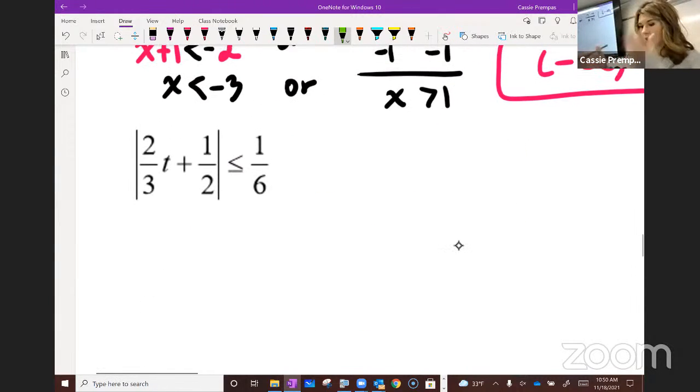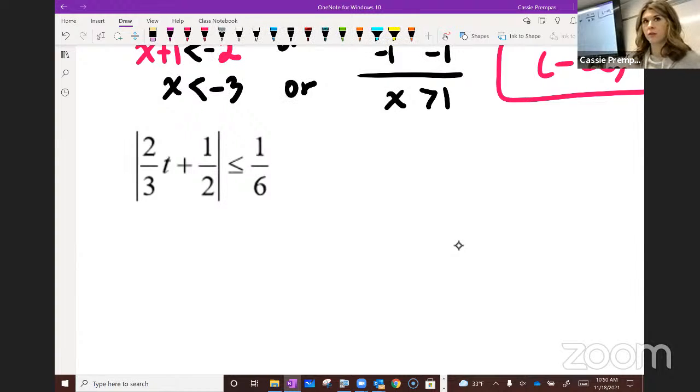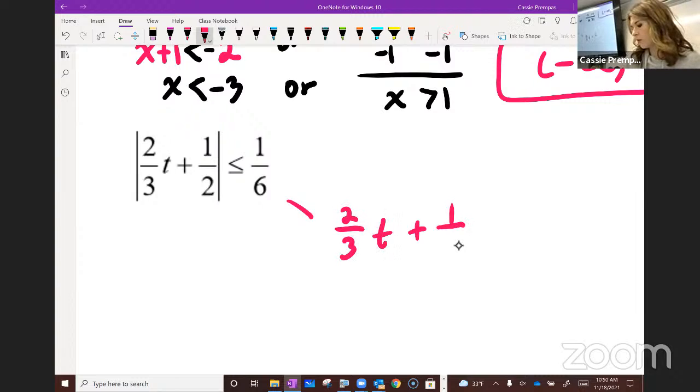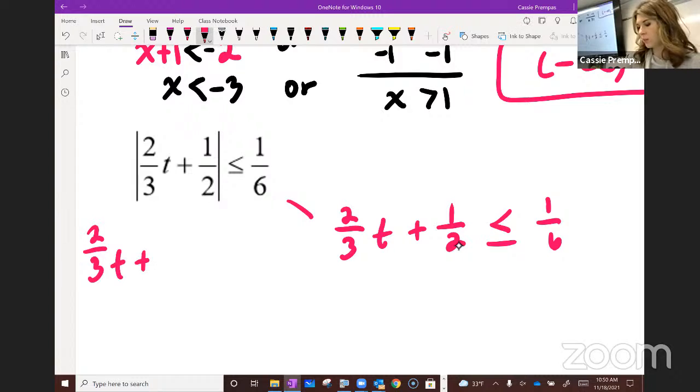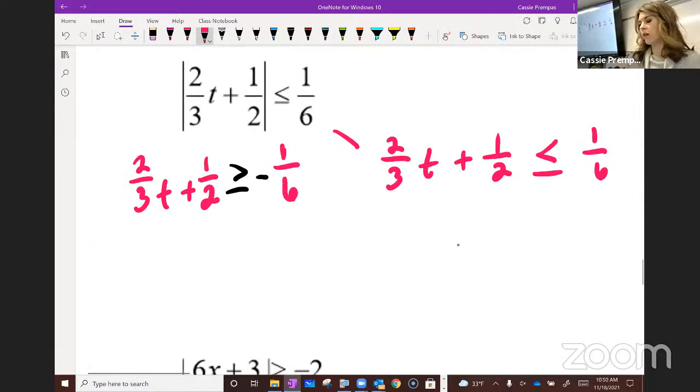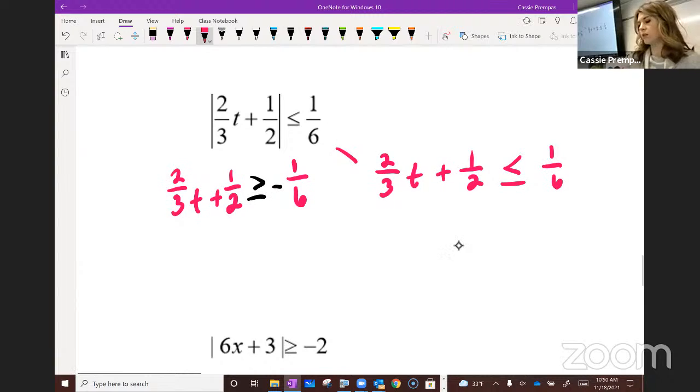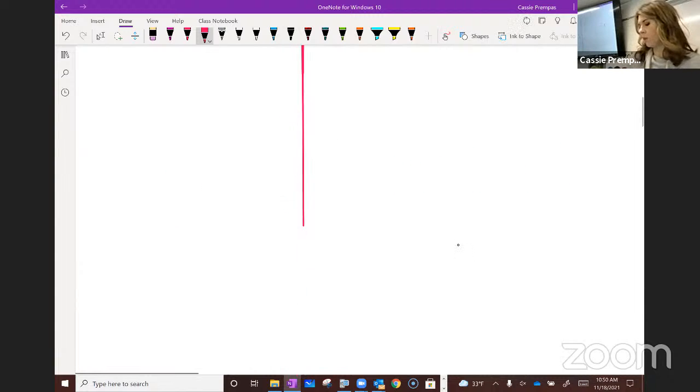The next one is the absolute value by itself. Yes, so let's go ahead and set up our 2 situations. 2/3 t plus 1/2 has to be less than or equal to 1/6. And then copy exactly what you see again, 2/3 t plus 1/2. But what do you have to do with the symbol? Flip it, and what do you have to do with the number? Make it negative. Good, of 1/6. Ew, there's a lot of fractions. Oh, wait, I do need to know if it's going to be an and versus an or situation. What would it be?